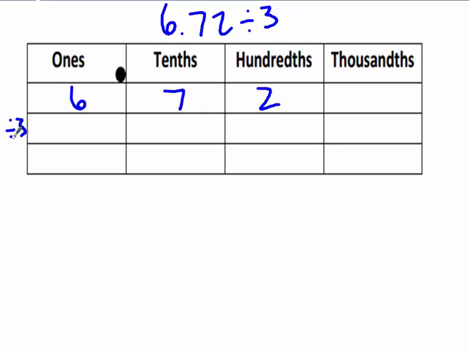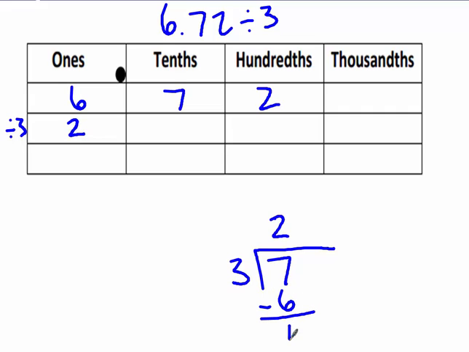What I'm going to do is look right here and see, can I divide each place value by 3? So 6 divided by 3, well, that is 2. 7 divided by 3, well, what is 7 divided by 3? I have 7 divided by 3, which is 2. I multiply, subtract, and I get this remainder of 1. That means 3 goes into 7 2 times, and there's a remainder of 1.